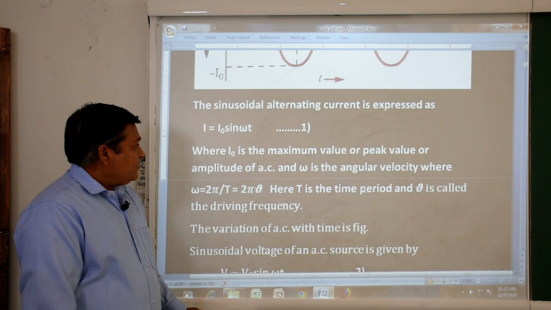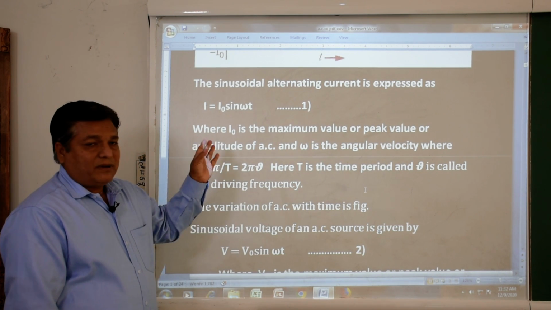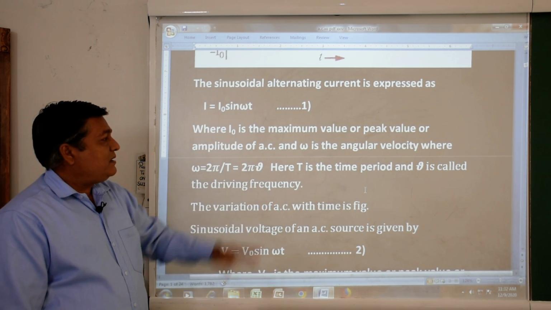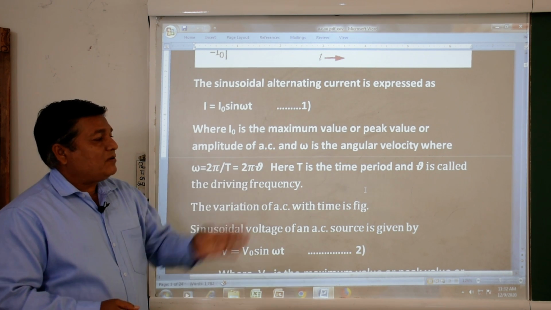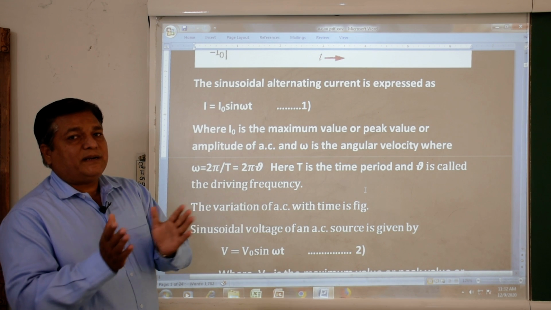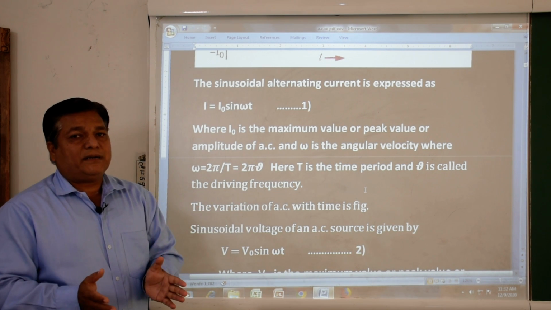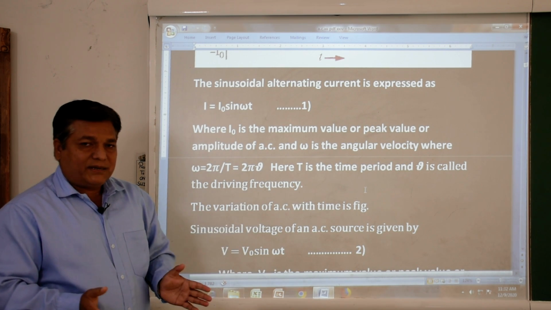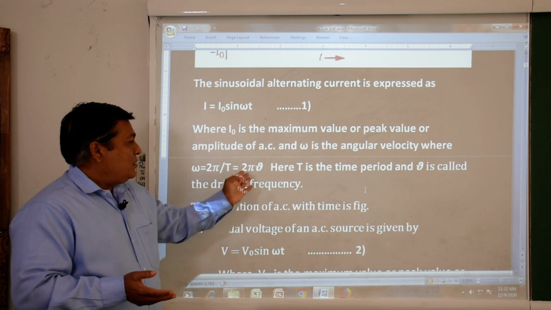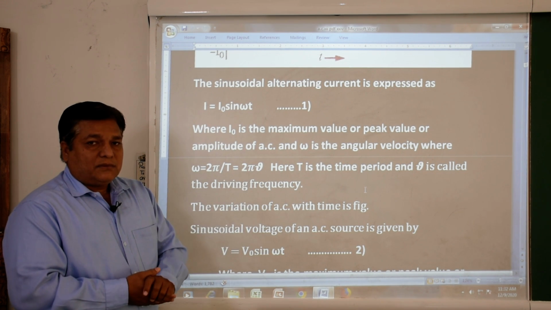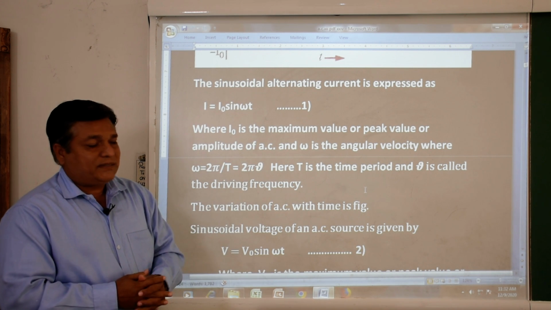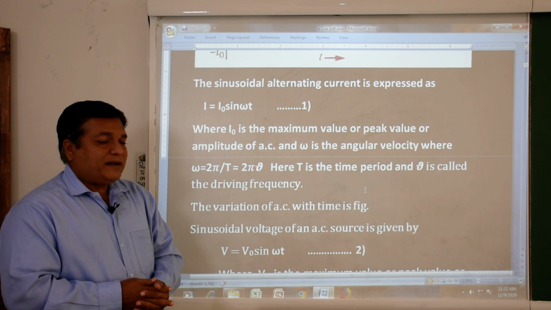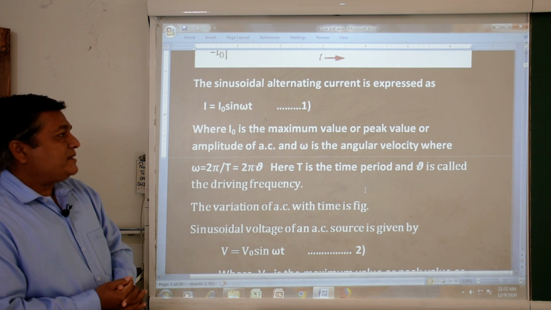I is equal to I naught sin omega t, equation number 1, where I naught is the peak value of current and omega is the angular velocity. This angular velocity omega can also be written as 2 pi by T, where capital T is the time period. It can also be written as omega is equal to 2 pi nu, where nu is the frequency, also called the driving frequency of current.